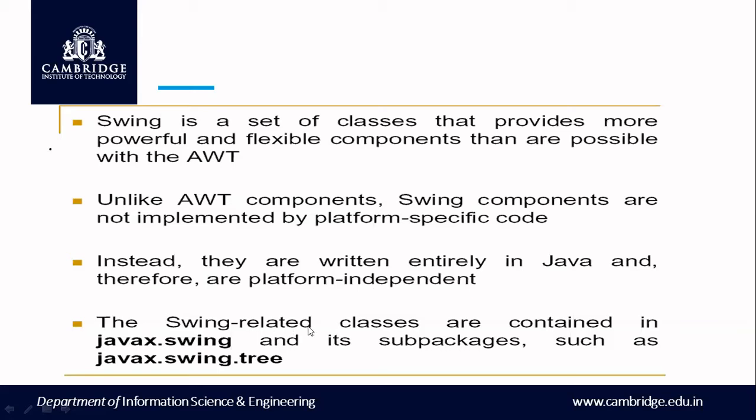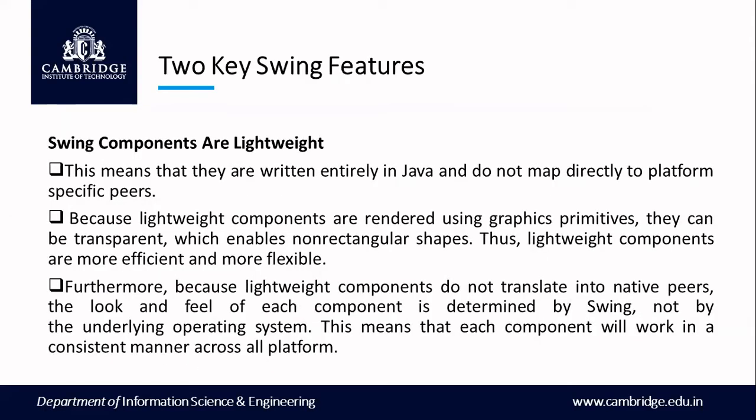The swing related classes, these two are the packages that we are going to use. The swing related classes are contained inside javax.swing. So still now you have just been using import java.io.* or java.util.* like this. Now for using the swing related classes, you have to use the package javax.swing. And inside this package, there is another sub package, that is javax.swing.tree. So these are the two packages. You can just write javax.swing.* so it will include all the sub packages also.